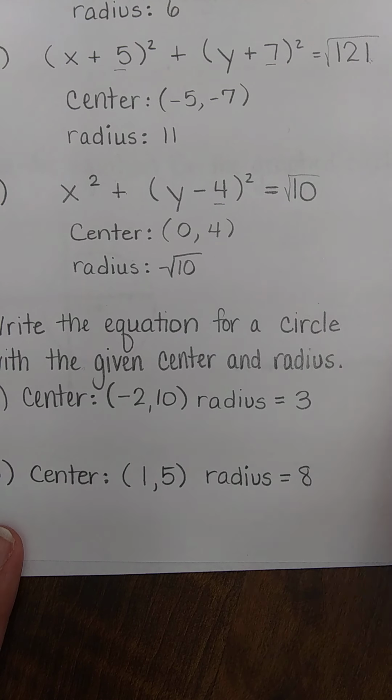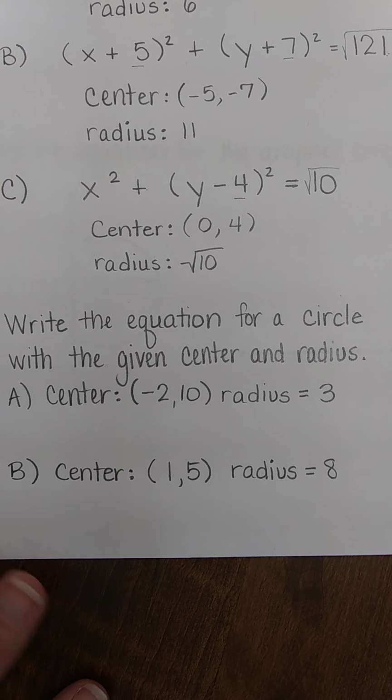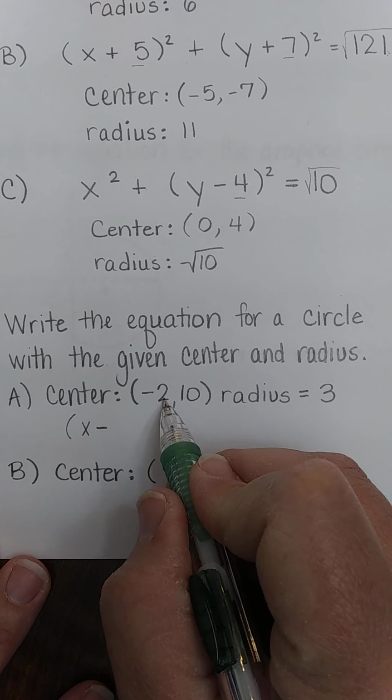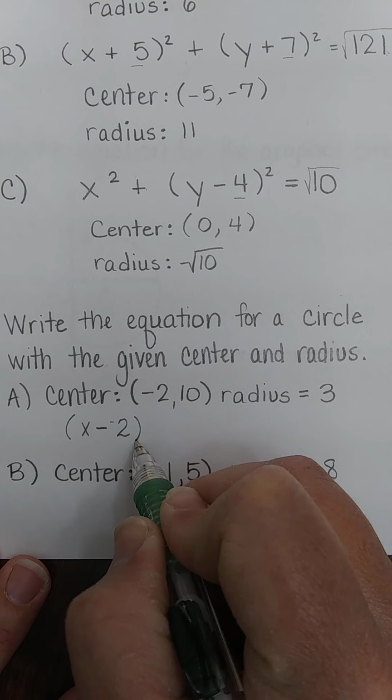All right, now we're going to go work the other way around. We're going to be given the center and the radius, and we need to write the equation. So we'll start with x minus, and then we're going to plug in a minus 2. Well, when you plug in minus 2, what happens?